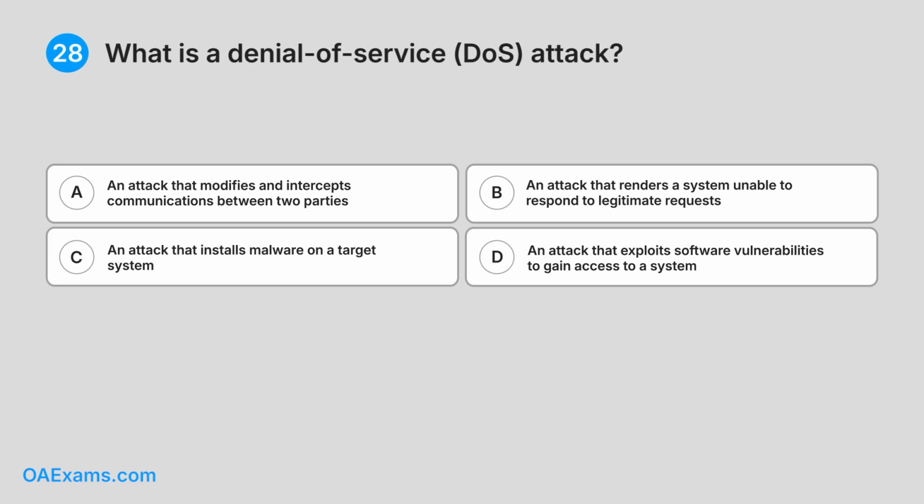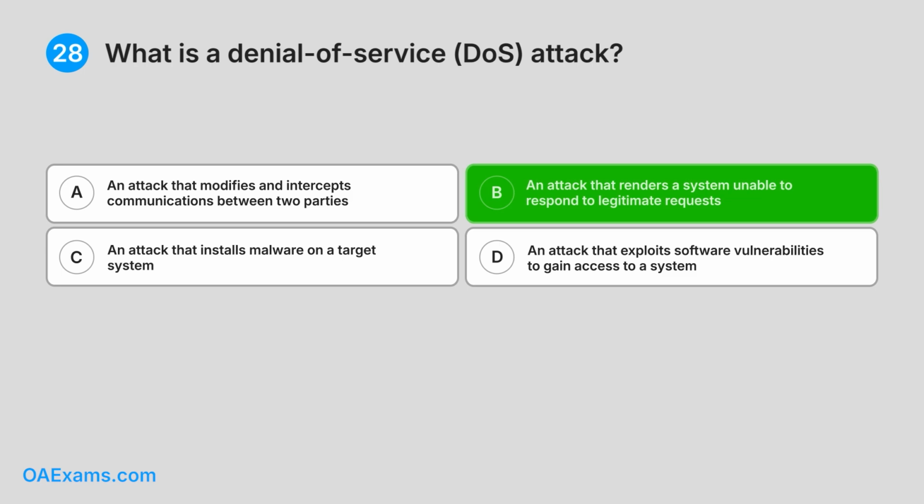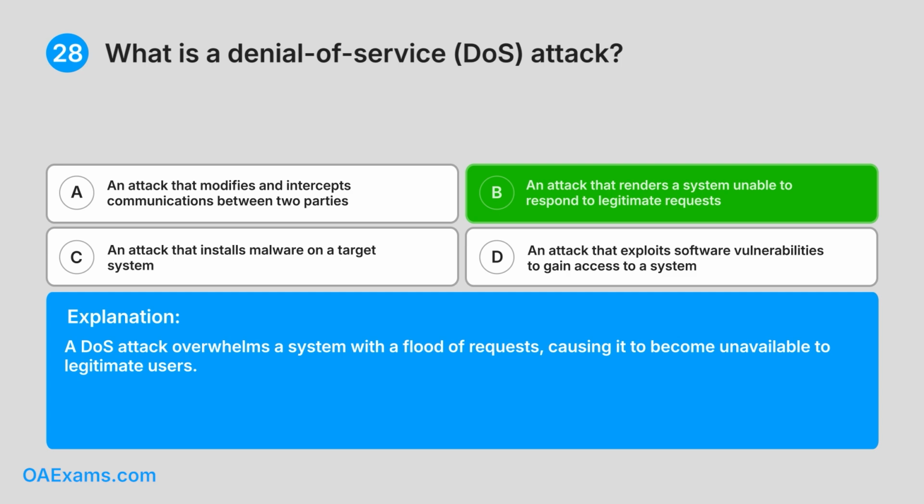Correct answer. B. An attack that renders a system unable to respond to legitimate requests. Explanation. A DoS attack overwhelms a system with a flood of requests, causing it to become unavailable to legitimate users.